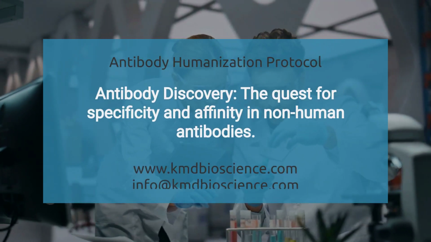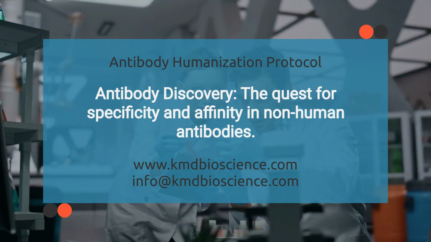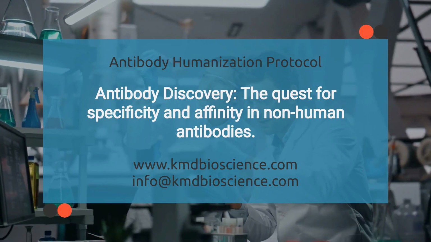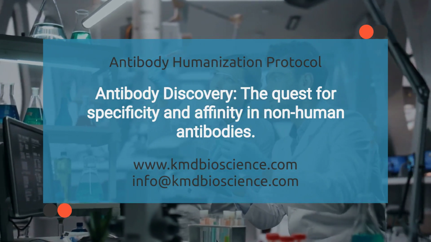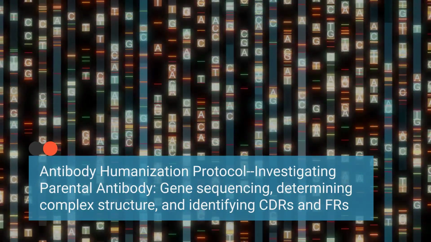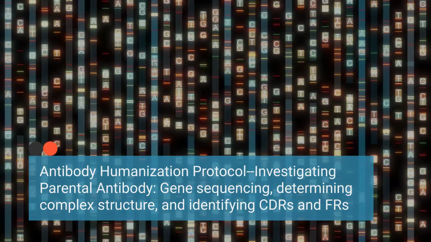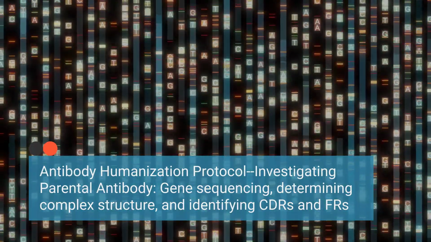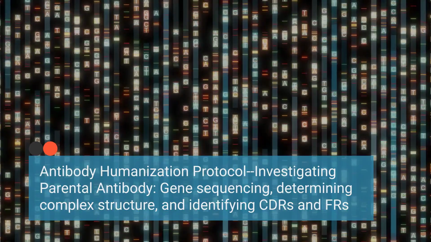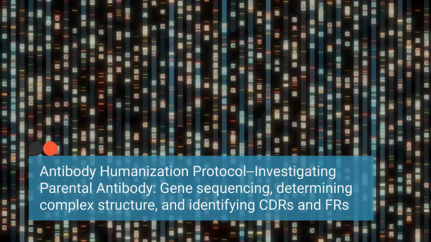Selection of parental antibody. Identify a non-human antibody with high specificity and affinity for the target antigen. Screening and selection based on antigen binding characteristics. Characterization of the parental antibody. Understand the structure and binding properties of the antibody. Sequencing the antibody genes, determining the crystal structure of the antigen-antibody complex, if possible, and identifying the complementarity determining regions, CDRs, and framework regions, FRs.